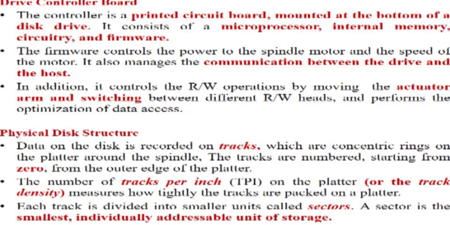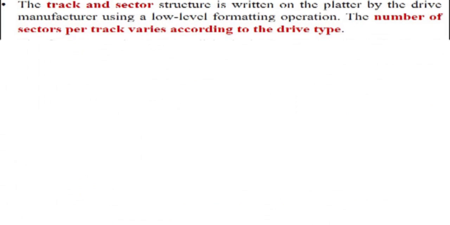Physical disk structure. Data on the disk is recorded on tracks, which are concentric rings on the platter around the spindle. The tracks are numbered starting from 0 from the outer edge of the platter. The number of tracks per inch on the platter measures how tightly the tracks are packed on a platter. Each track is divided into smaller units called sectors. A sector is the smallest individually addressable unit of storage. The track and sector structure is written on the platter by the drive manufacturer using a low-level formatting operation.